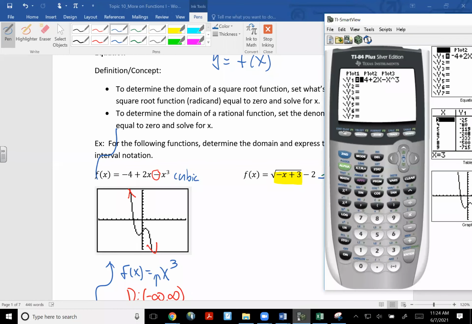So here, I'm going to give it a try. So what does that positive 3 mean? Well, we'll have to see. Square root of, I don't even know, negative x plus 3, right?